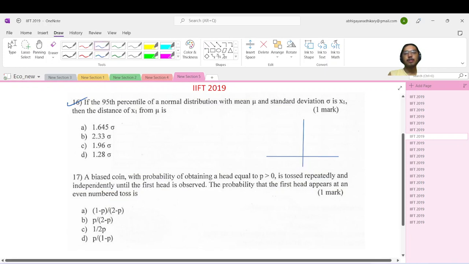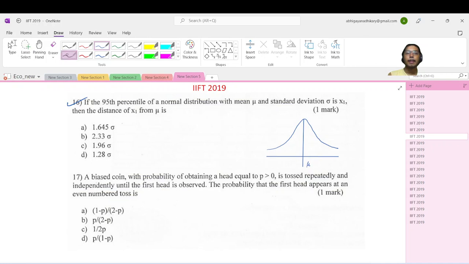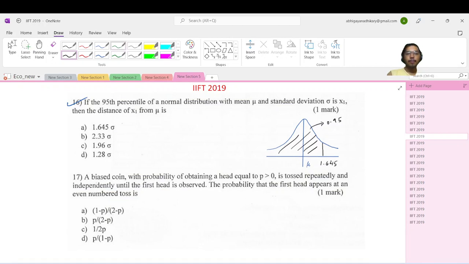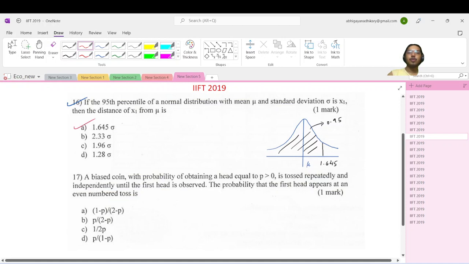The normal distribution is symmetric about the mean, so here you have the mean mu, and the normal distribution is something like this. So the 95th percentile is basically the area covered till that point is 0.95, and if you remember, this value is 1.645. Okay, so clearly you can see that the option will be option number A in this case. So it is 1.645 times sigma.